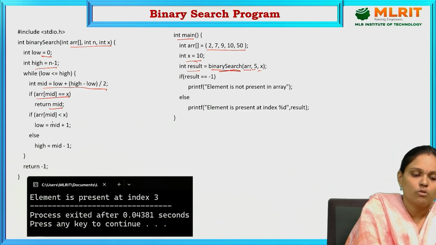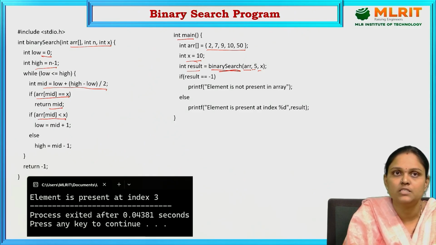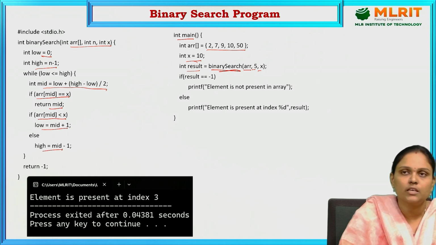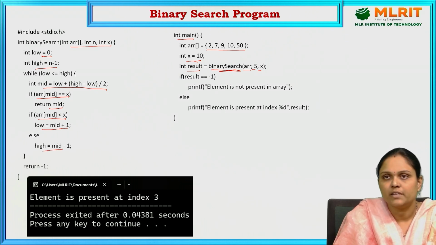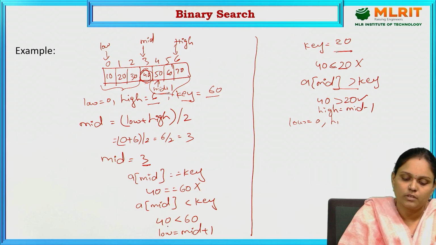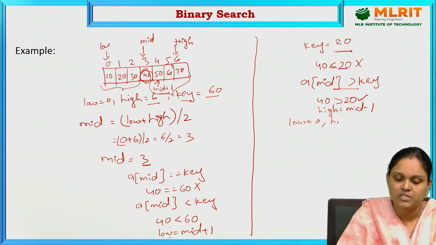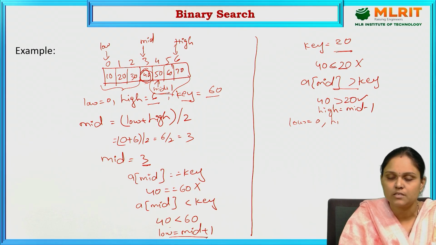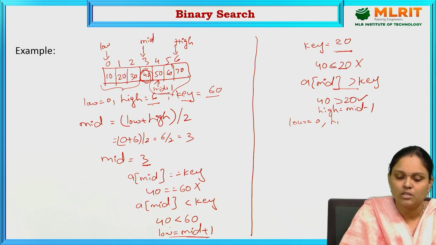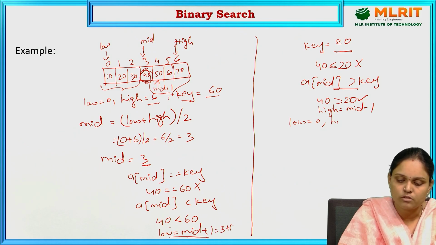So if it is not true, then at that time, a of mid less than x. If it is less than x, then we are changing low is equals to mid plus 1. Else we are taking high is equals to mid minus 1. So here in this example, 20 less than 60, which means the low value we are changing to mid plus 1. So the high value will be 6 and low value will be mid plus 1. Here mid is equals to 3, so 3 plus 1 will be equals to 4.